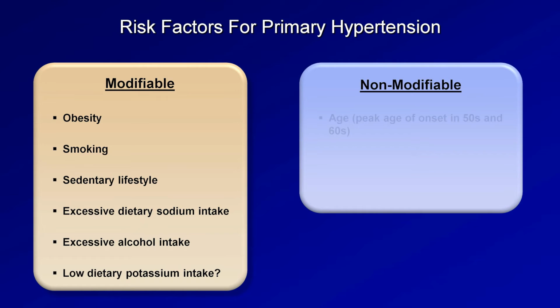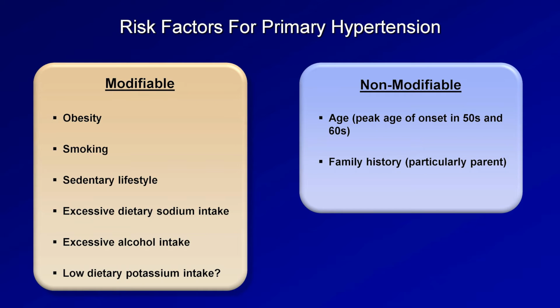Non-modifiable risk factors include age, with the highest risk of new onset occurring in the 50s and 60s, also family history, particularly a parent, and finally, being of black race is a risk factor for both having primary hypertension, and blacks with hypertension have a higher risk of significant complications such as stroke.